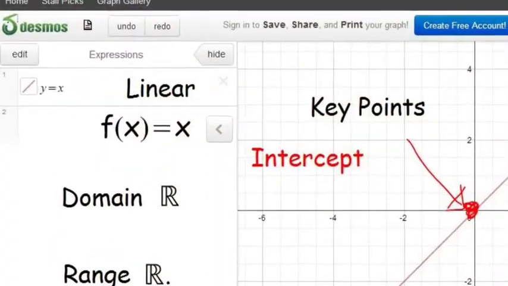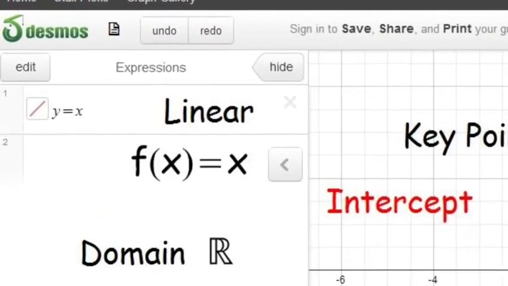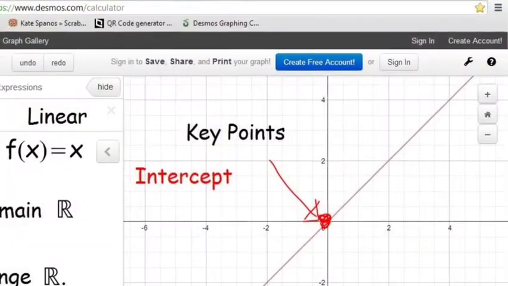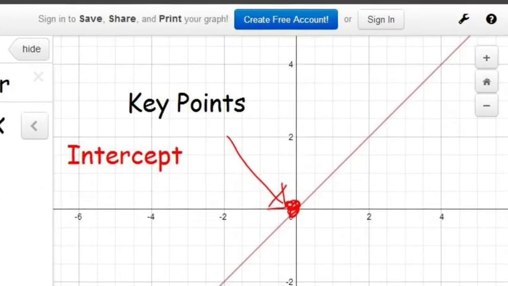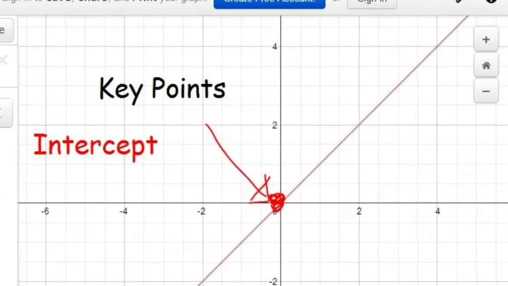Fire up chips. What we're going to be looking at are the various parent functions that are the core of making graphs using transformations. So let's get started. Our first graph is the linear, f of x equals good old x. It's basically a line with a slope of 1. The key point that we need to worry about is that intercept through the origin 0, 0.